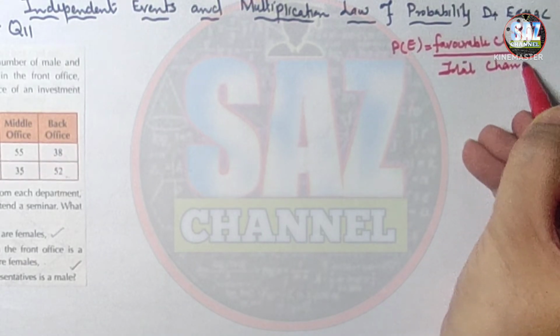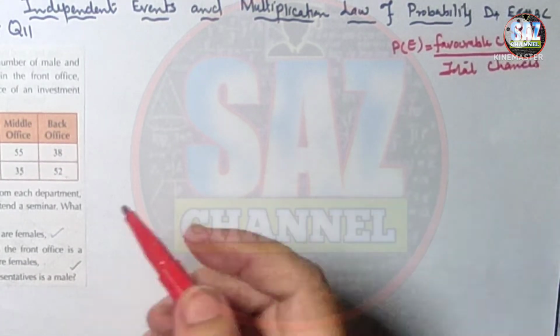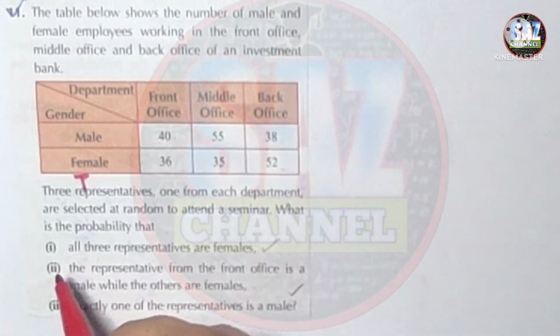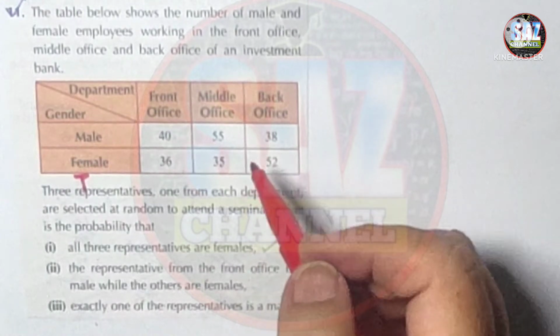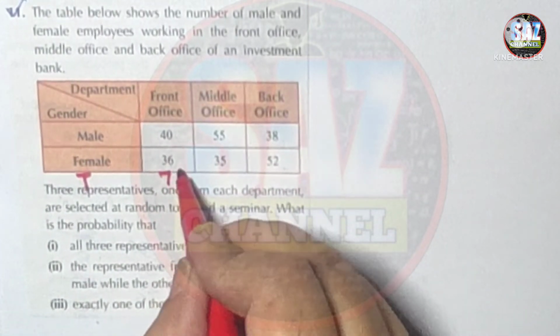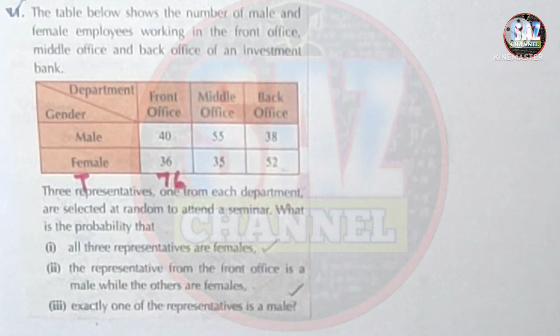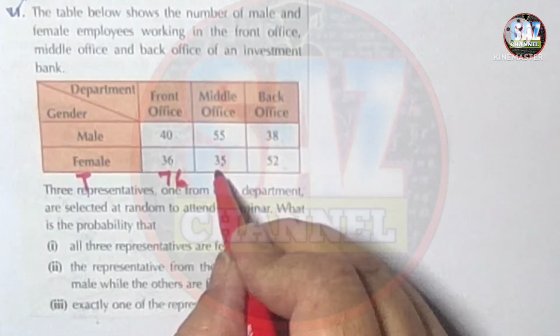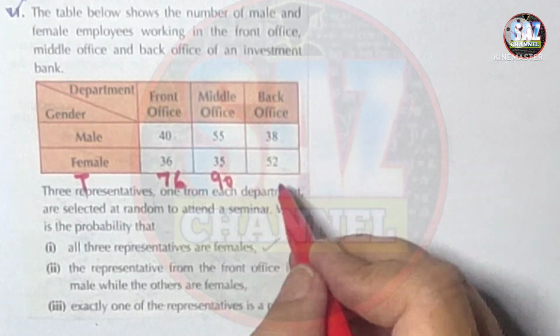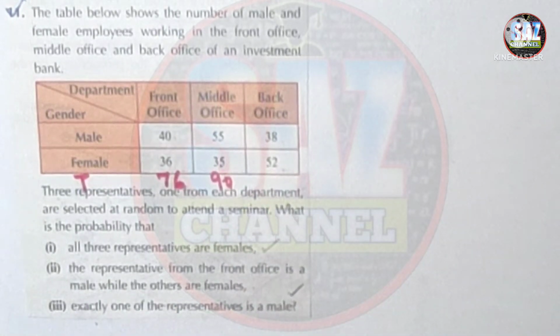So what we are going to do is find the totals for the front office, middle office and the back office. This is 76, 55 plus 35 gives me 90. Let me confirm this: 38 plus 52, this is 90.